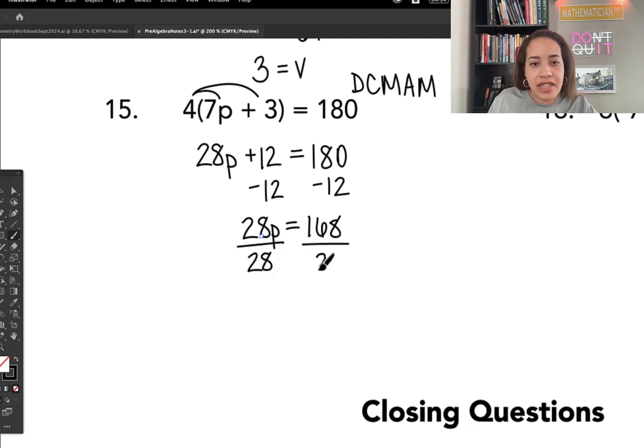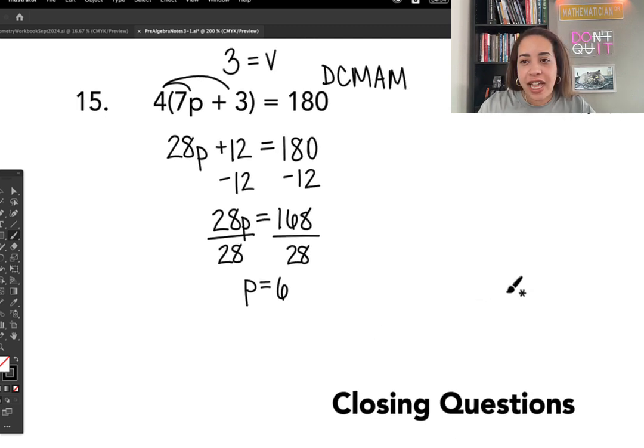So we have seen a similar problem already. We've got P all by itself on the left side now, and on the right side, 168 divided by 28 gives us a final answer of 6.